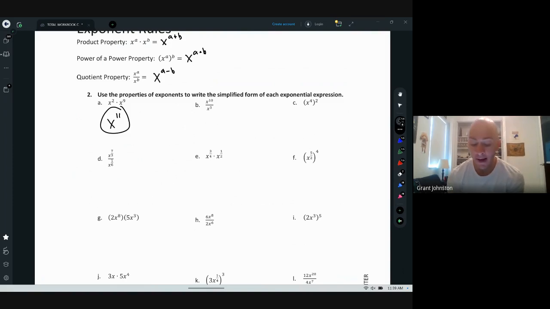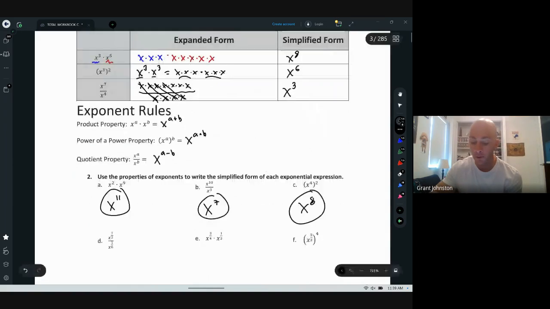On B, we have x to the 10th divided by x to the 3rd. So the rule we just learned is that when we have division with these exponents, we subtract them. So 10 minus 3 is 7. And then on C, if we have x to the 4th to the 2nd, the rule here is to multiply the exponents. So this would be x to the 8th. So those are our exponent rules.